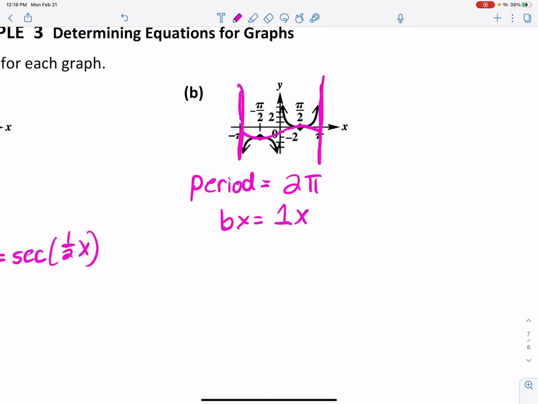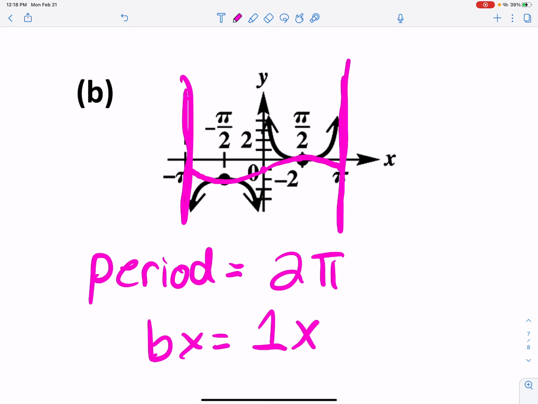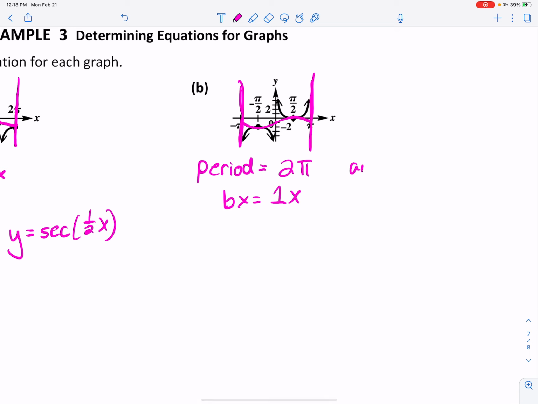Keep that in mind. Now, the other thing we have to do is figure out our amplitude. How far did that go up and down? 1. So A, or amplitude, is 1. There is a shift down 1. There's no left or right shift. So that gives me enough information.